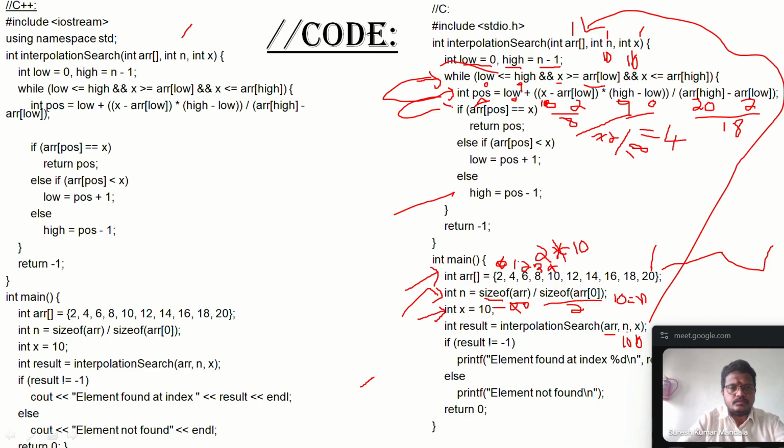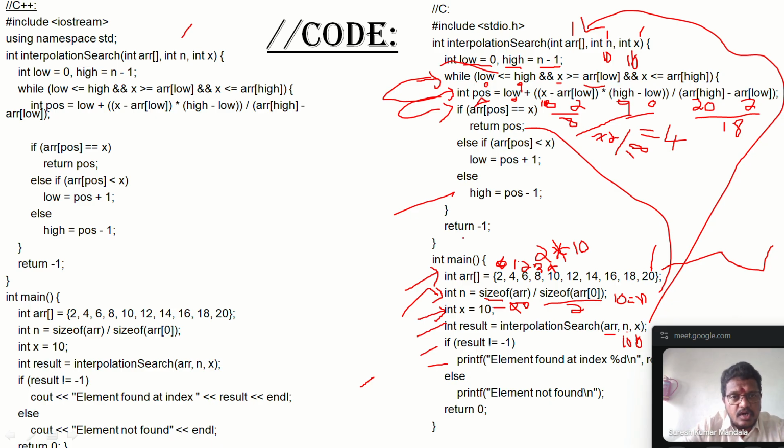If arr pos equal to x. Arr position 4, what is the value? 10. 10 equal to 10? Yes, return, element is found. Return to the same condition. The result will be stored with the value 4, and here they will check 4 not equal to -1. It says element is found at 4, and it will give the output.